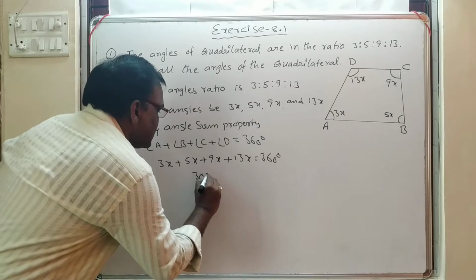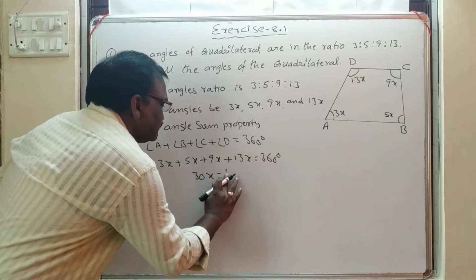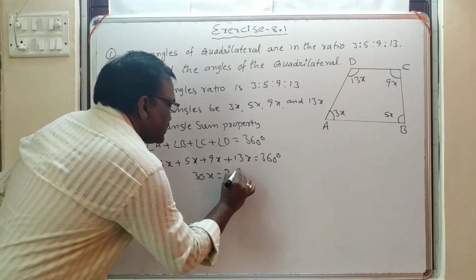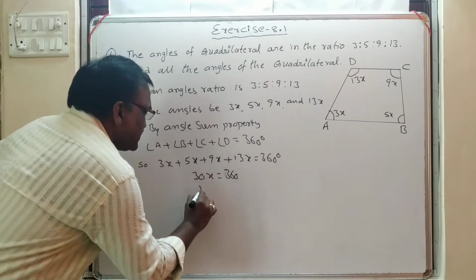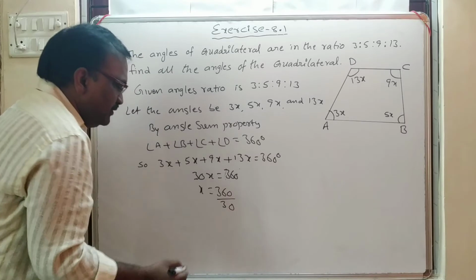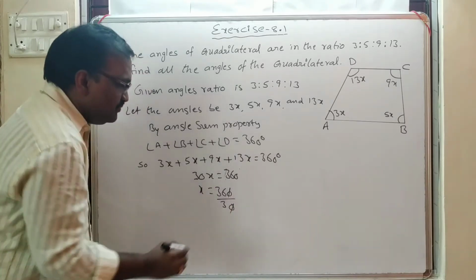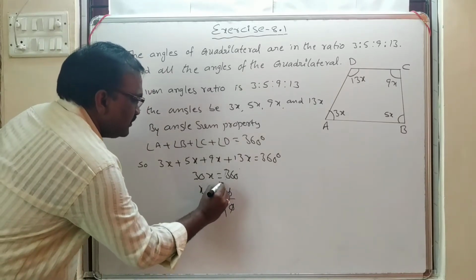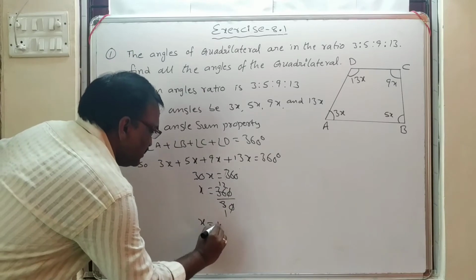So 30x is equal to 360. From this, x is equal to 360 by 30. Cancel the zeros: 3 ones are 3, 3 twelves are 36. So x is equal to 12.